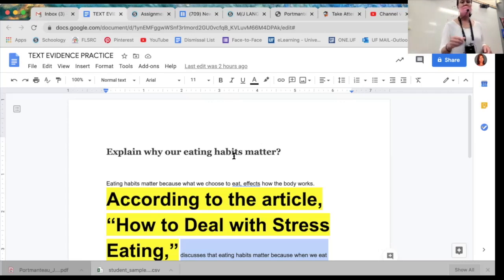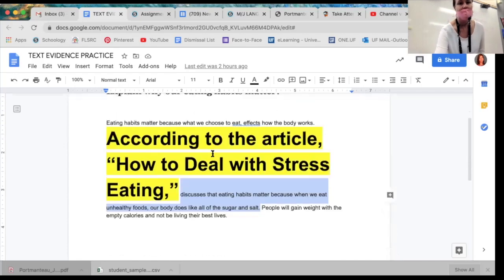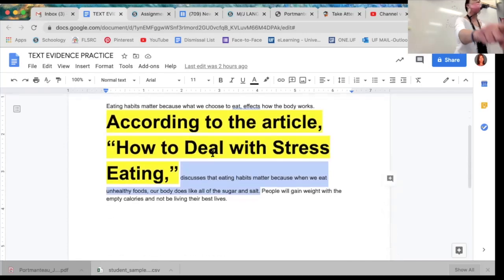Okay? So, why do eating habits matter? So here is my paragraph. I first answer the question. So you're going to write down on your notes. Step 1. Answer the question.